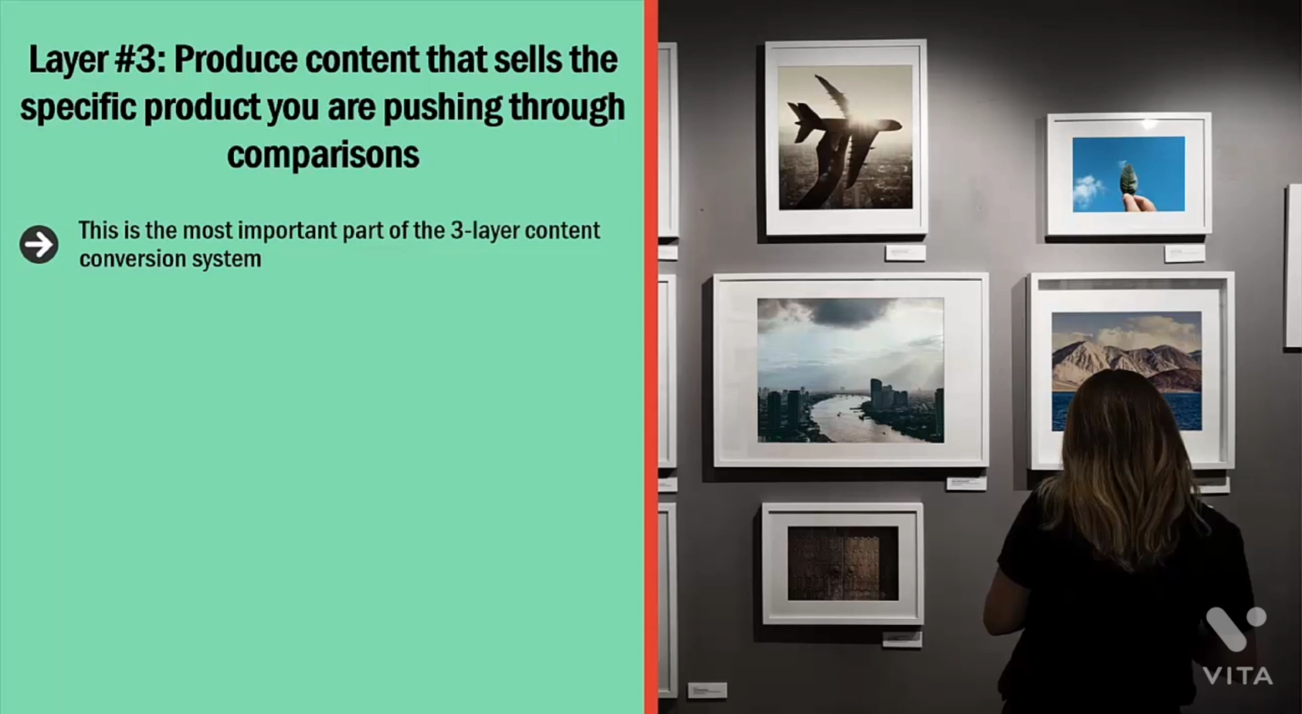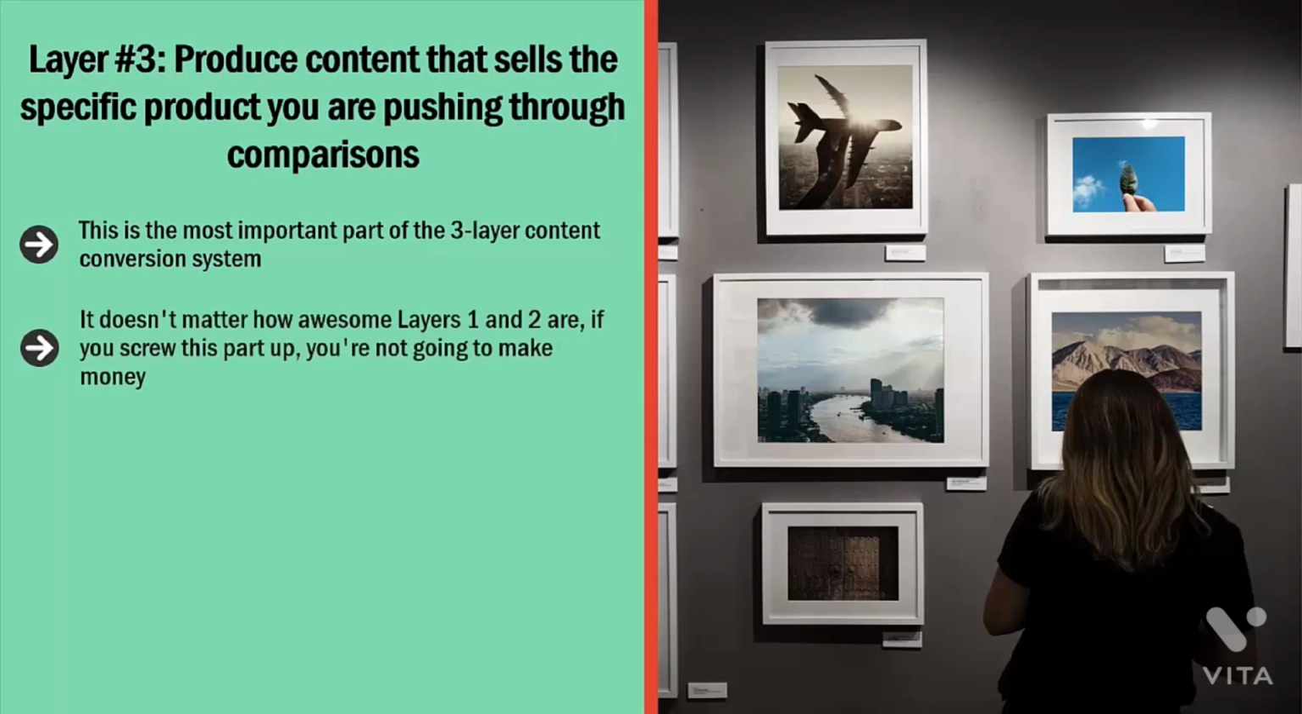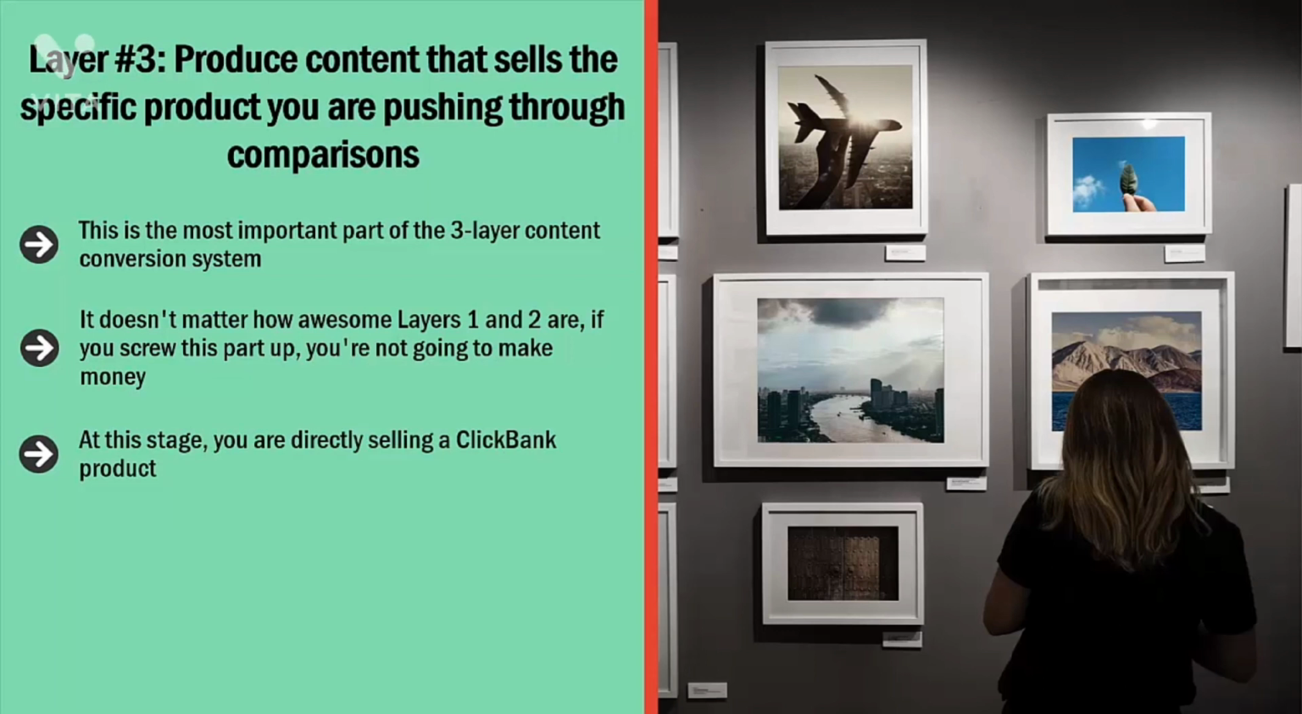This is the most important part of the 3-layer content conversion system. Drop the ball here and you're not going to make a sale. Seriously. It doesn't matter how awesome layers 1 and 2 are. If you screw this part up, you're not going to make money. Why? This is where the rubber meets the road. Seriously, this is where you drop your ClickBank product affiliate link. At this stage, you are directly selling a ClickBank product. Now, what makes this very effective is that you're not blatant about it.